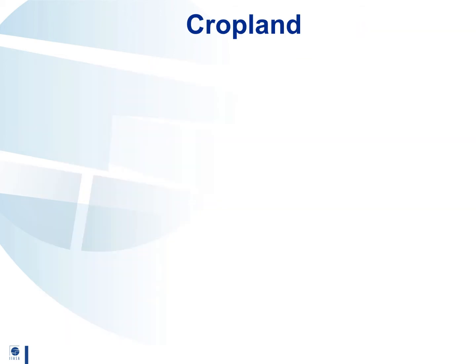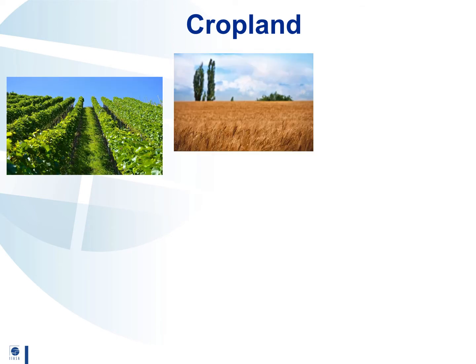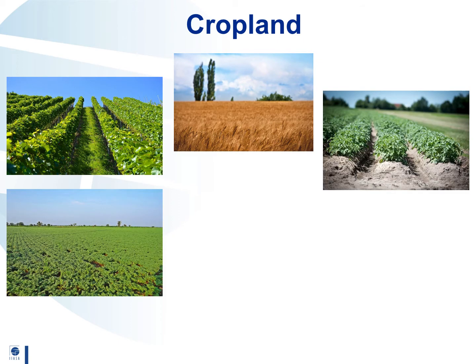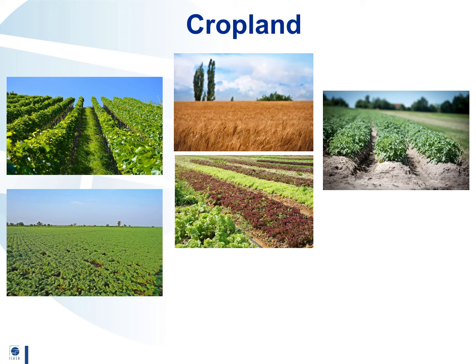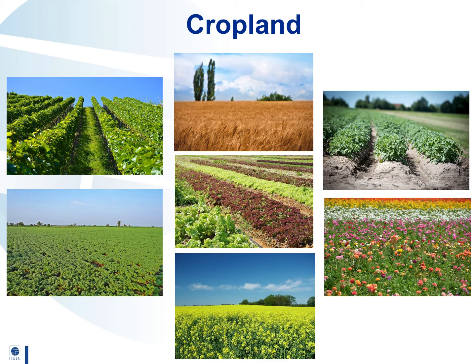If you chose cropland, your options are a vineyard, cereals, root crops, dry pulses, vegetables and ground fruits, flowers, and other crops.